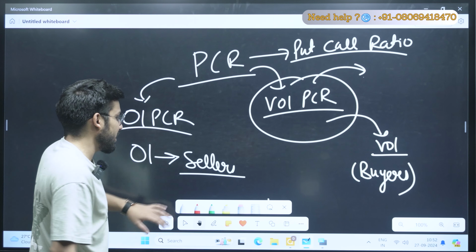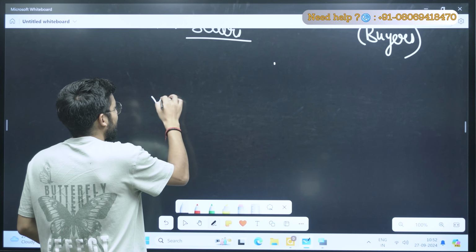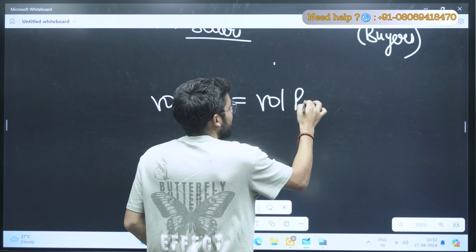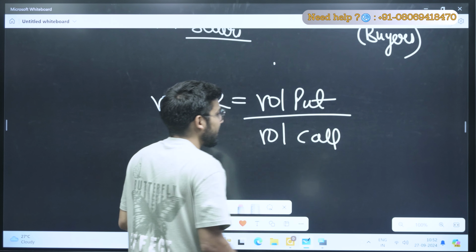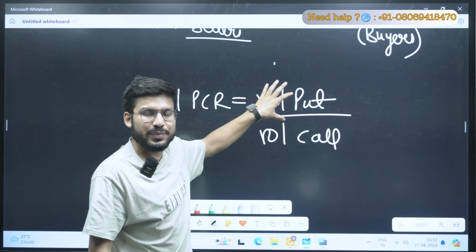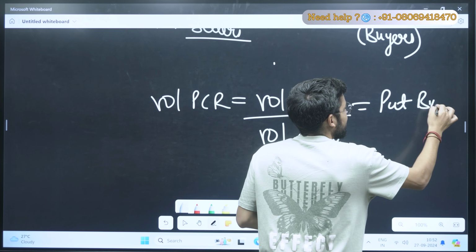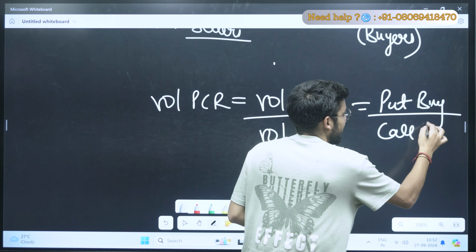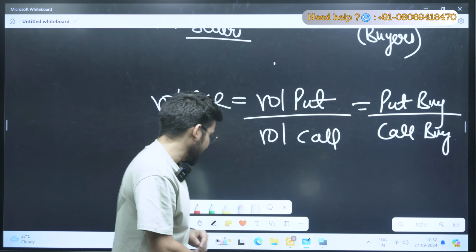So if you are clear about it, now when I talk about volume PCR, it means volume of put upon volume of call. Volume of put, volume of call. I just told you, whenever we are talking about volume, we interpret it in terms of buyers. So it means put buyers upon call buyers.